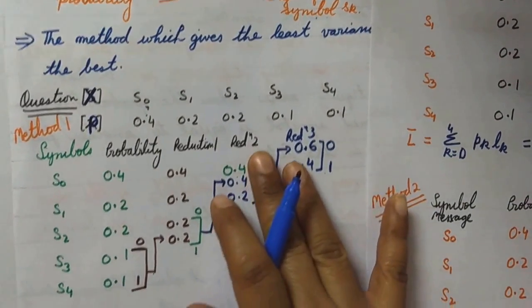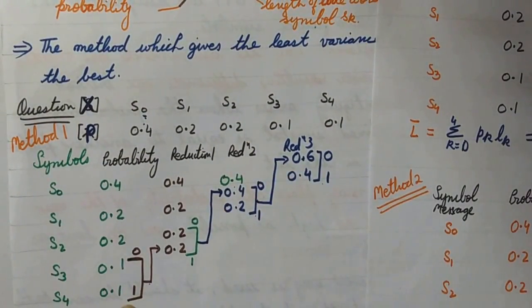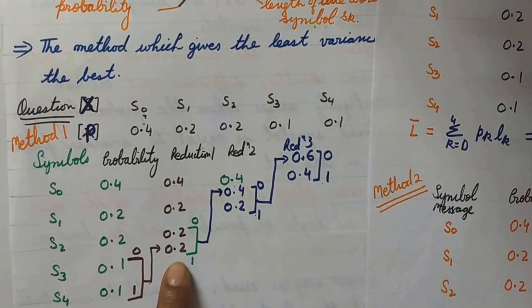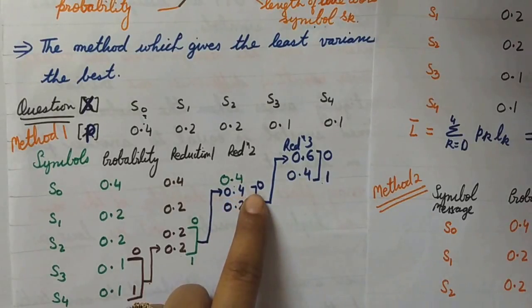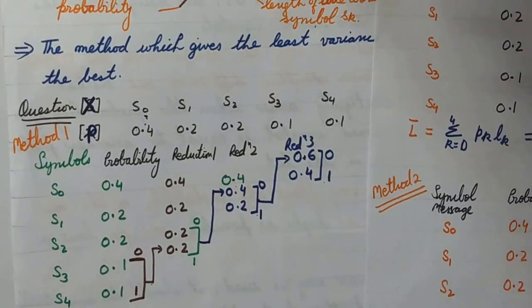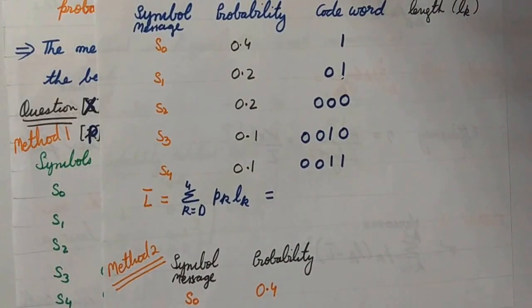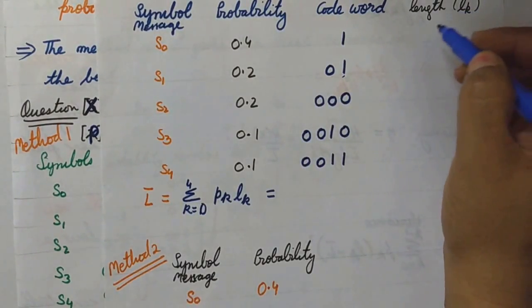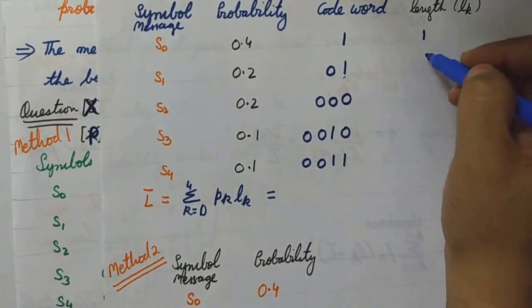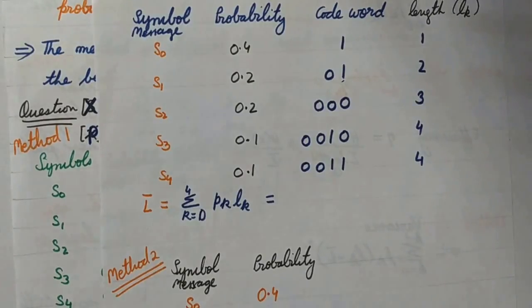Now for S4, it is 0.1, so it has got 1 assignment. After moving, it goes to 0.2, 1 assignment, goes to 0.4, 0 assignment, and it goes to 0.6, 0. So this 0 is the MSB. So in this way we have got all the 5 codes for the 5 symbols. In the length column you can write their lengths 1, 2, 3, 4 and 4.